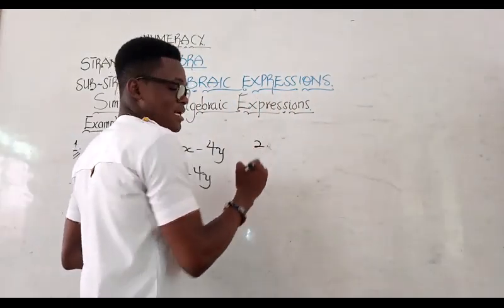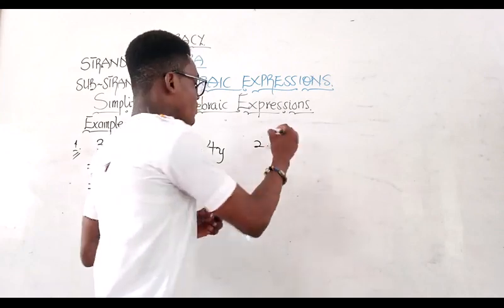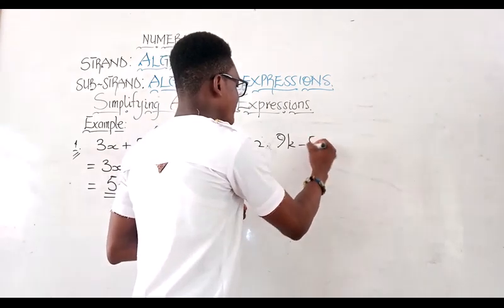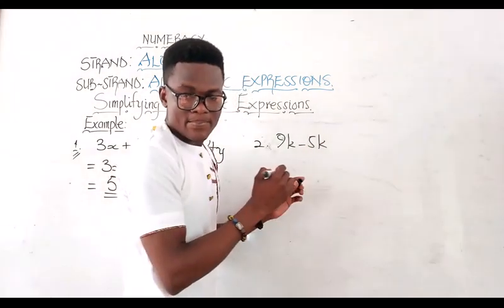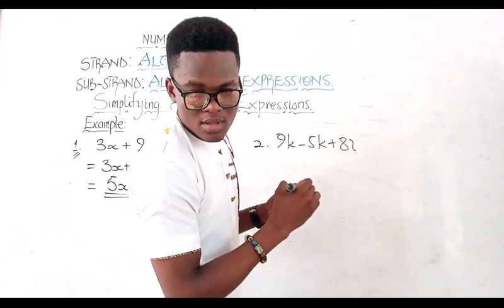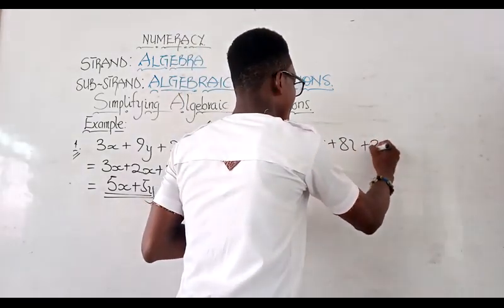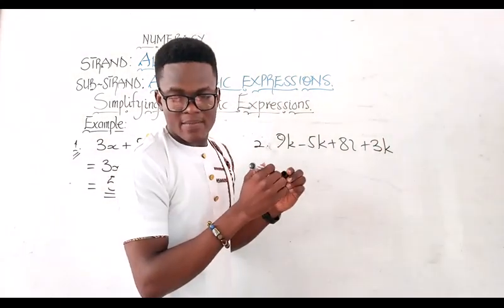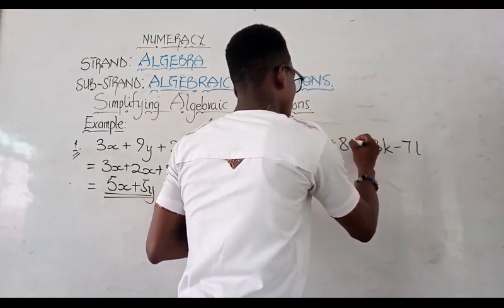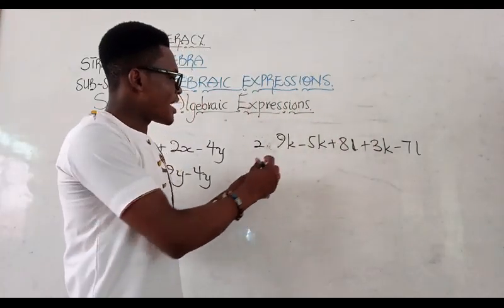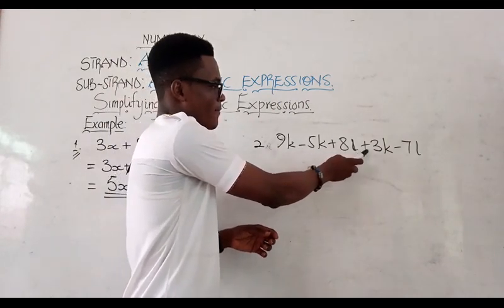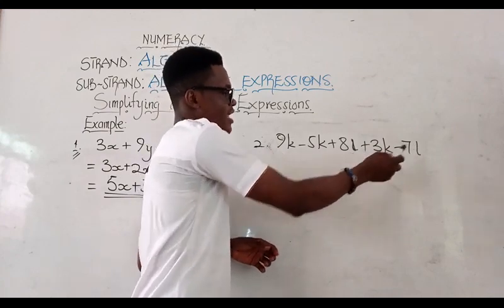Example 2. Let's say we have 9k minus 5k plus 8l plus 3k minus 7l. Okay, so 9k minus 5k plus 8l plus 3k minus 7l.